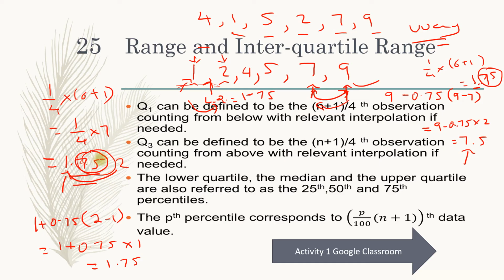If it was halfway through, it's 1.5, it would have been easy. It would have been 1 plus 0.5 times the distance between 1 and 2. Or this one, it would have been 9. If it was like that, it would have been 9 minus 0.5 times the distance, which is 2, so it's going to be 8. See, it would have been straightforward, but here it is 0.75, so you get the idea of how to proceed with that.